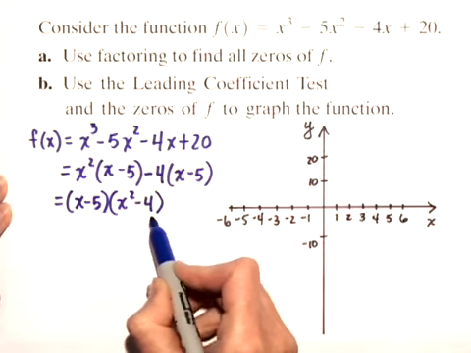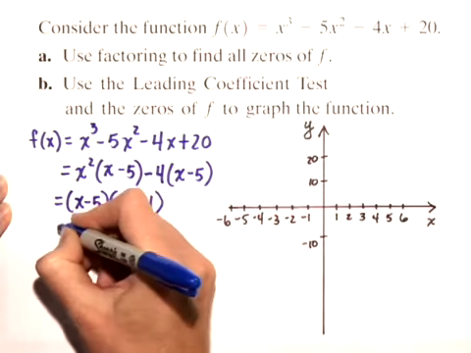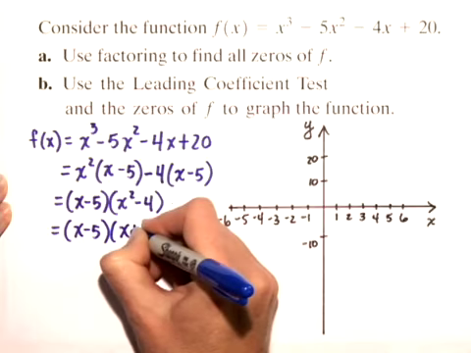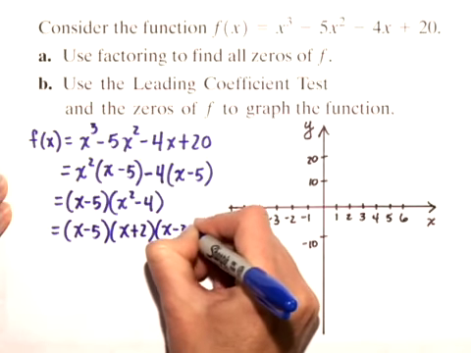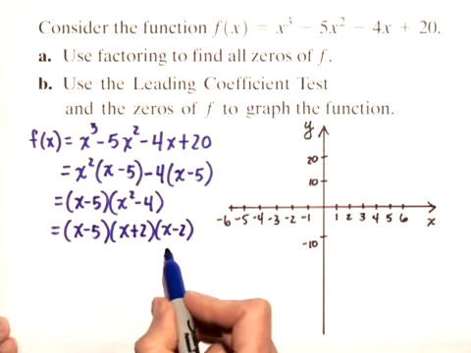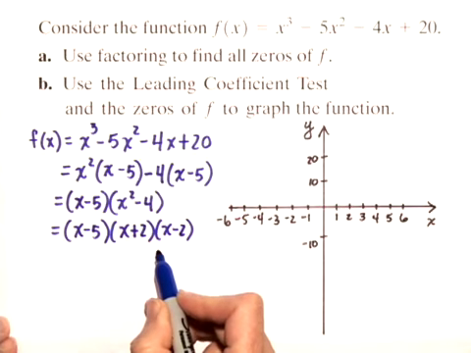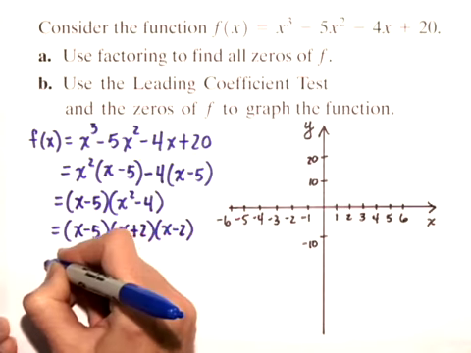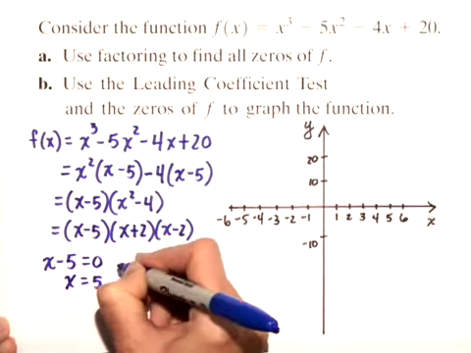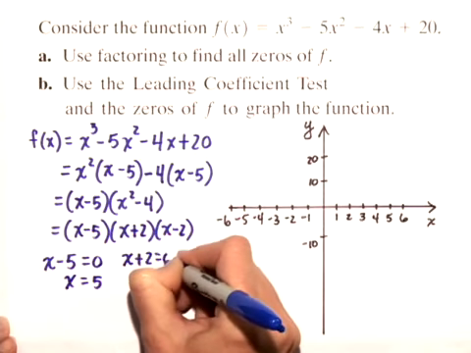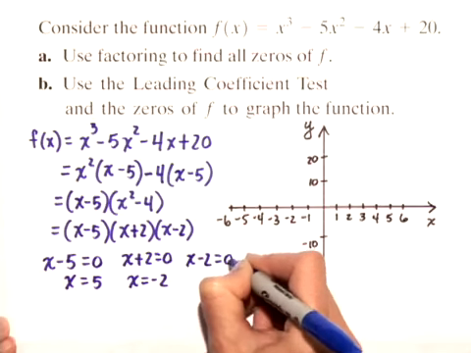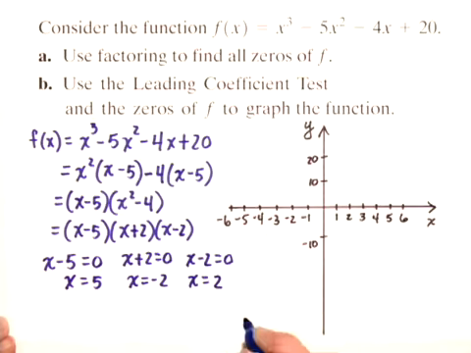And we can factor a little bit further because we have the difference of 2 perfect squares. So we get x minus 5 times the quantity x plus 2 times the quantity x minus 2. So if we set each of these individual factors equal to 0, these will give us the zeros of our polynomial function. So we set x minus 5 equal to 0, and we get x equals 5. If we set x plus 2 equal to 0, we get x equals negative 2. And if we set x minus 2 equal to 0, we get x equals positive 2.